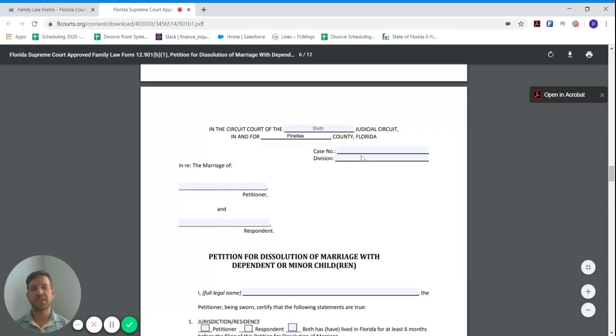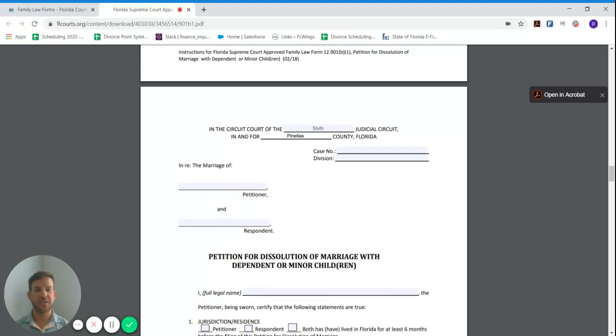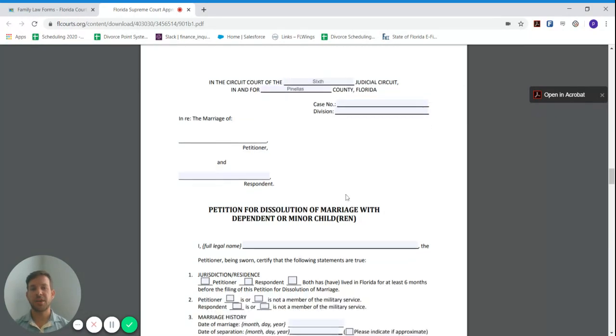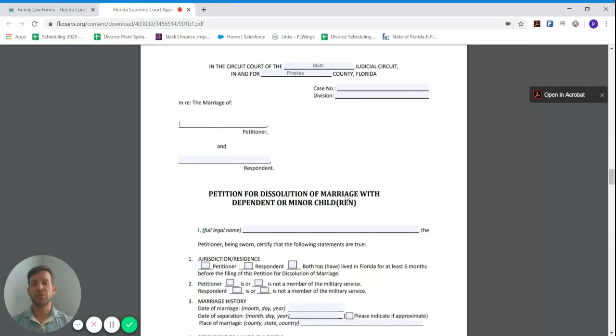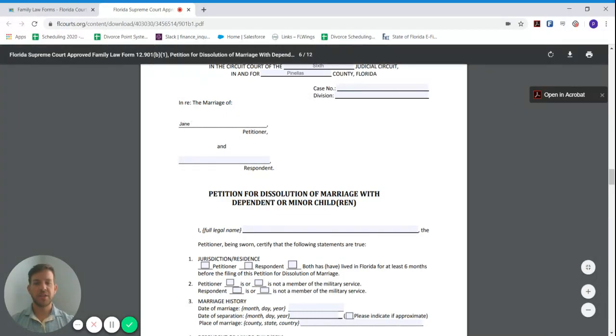Now, as far as the case number and the division, you don't have to fill that out yet because you do not have a case number and you do not have a division as you haven't filed the case yet. So you're then going to go in and you're just going to start popping in the information. You're the petitioner if you're filling out this document, and you're the one that's going to be filing it. So let's say you're a woman named Jane Doe and your husband is John Doe. You're going to go ahead and plug that in.